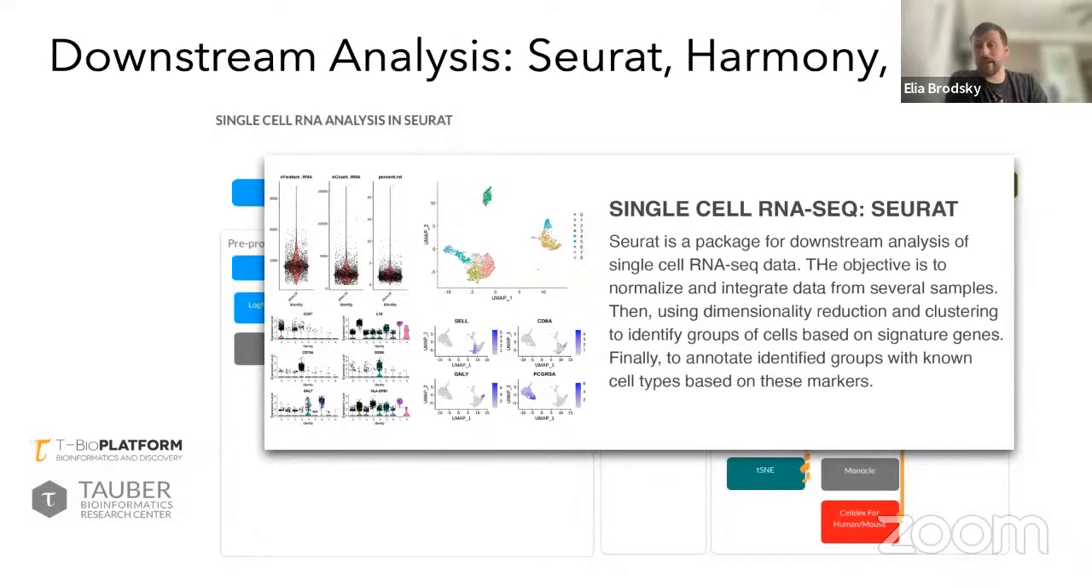For example, in anchoring, right? Knowing how to normalize and harmonize your data with Harmony, with anchoring and SCTransform, with other tools like Monocle, how to really validate some of the cluster annotation. There are many different tools. Do you go about it manually? Do you take some existing package from R? So those are some of the questions that really could be addressed in using such a pipeline.